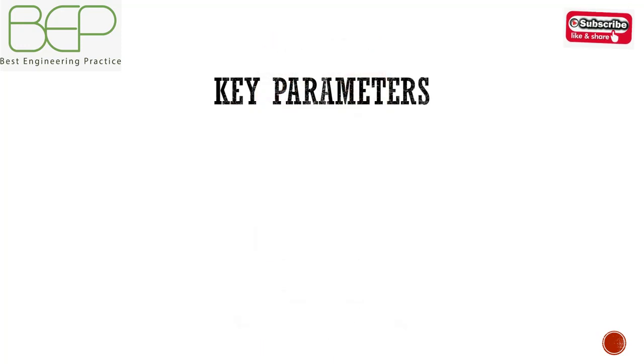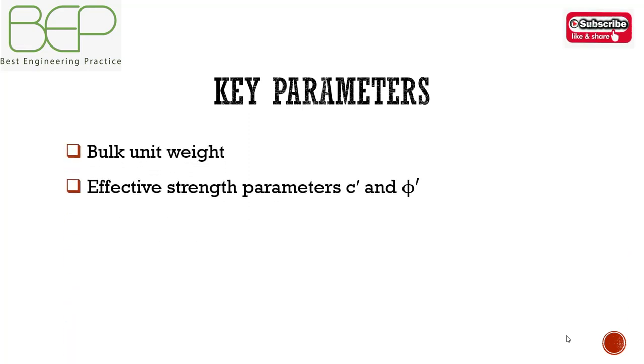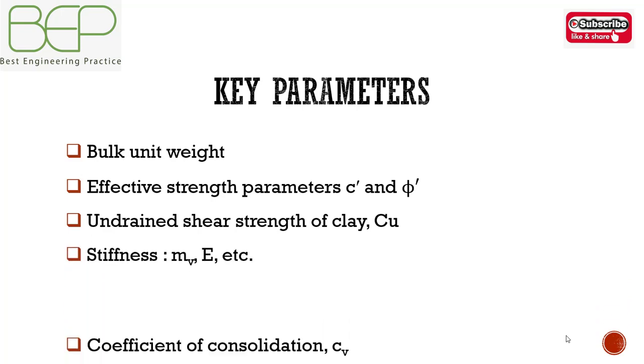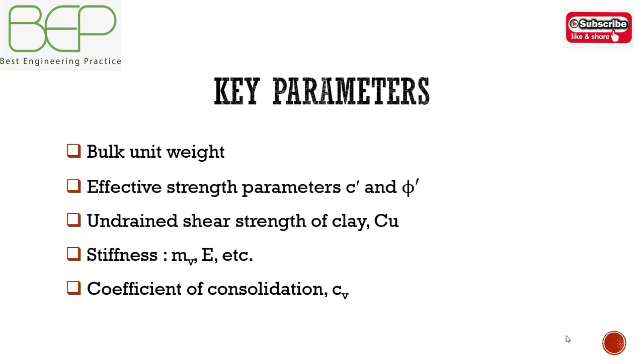Hi everyone, borehole sample descriptions and the results of classification tests are used to divide the soil samples into groups with expected similar engineering behavior. The parameters frequently required are the bulk unit weight, the effective strength parameters, cohesion and friction angle, the undrained shear strength of clay, the stiffness for prediction of movement, the coefficient of consolidation, and the coefficient of permeability.